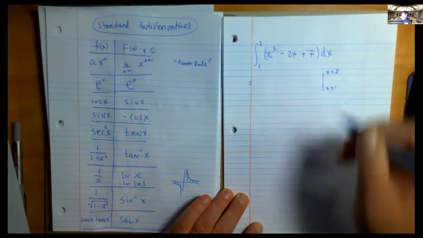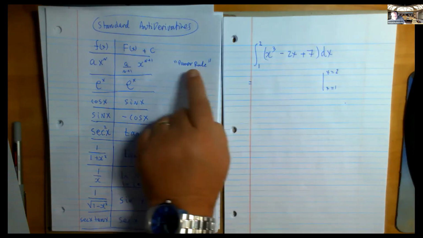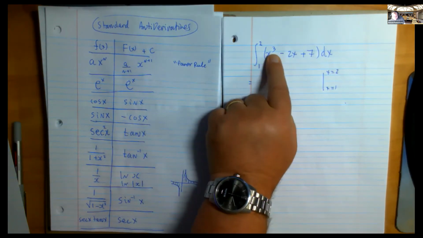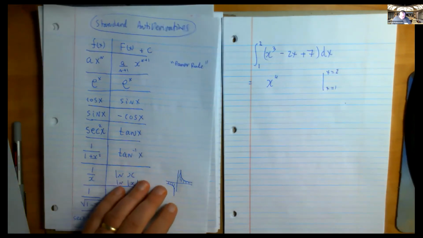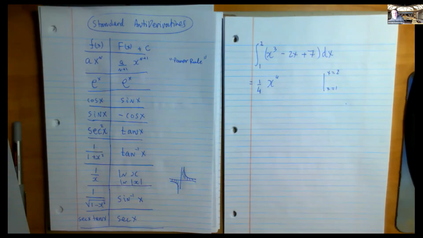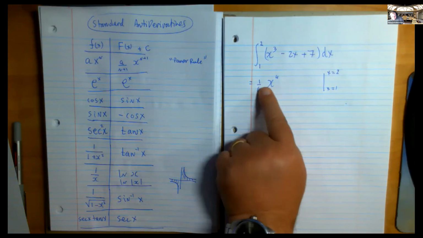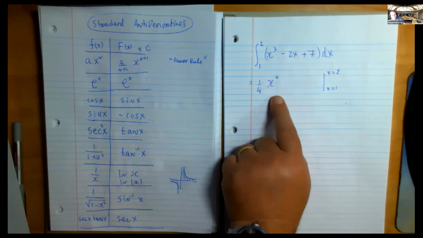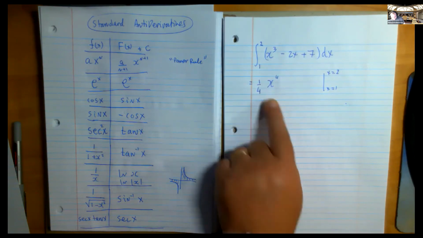Okay, now the antiderivative of x cubed is going to use the power rule. The power rule says add 1 to the power and divide by the new power. So do you know that if you divide by 4, it's the same as a quarter? Now to double check that, differentiate this. Do you see it works, right? Multiply by 4, reduce by 1. We know this is correct.